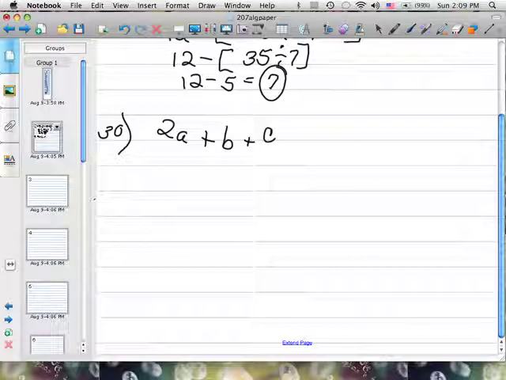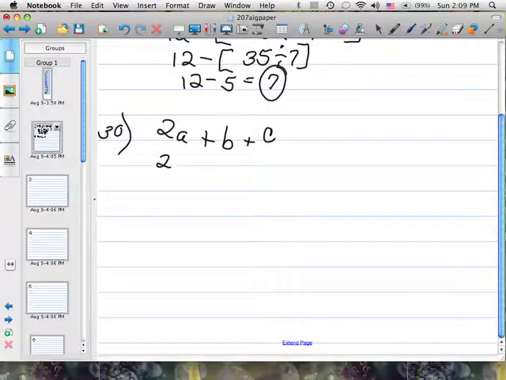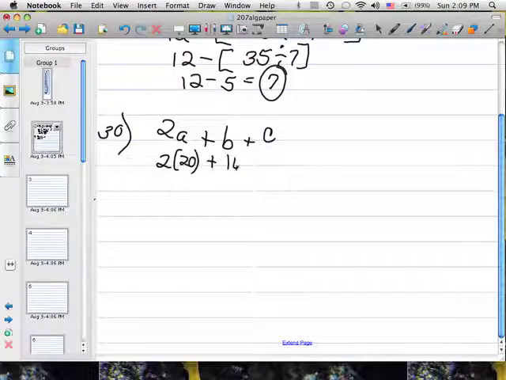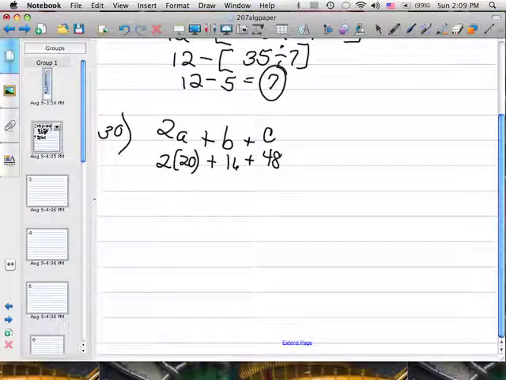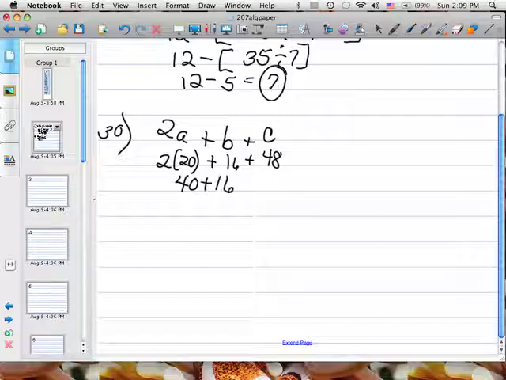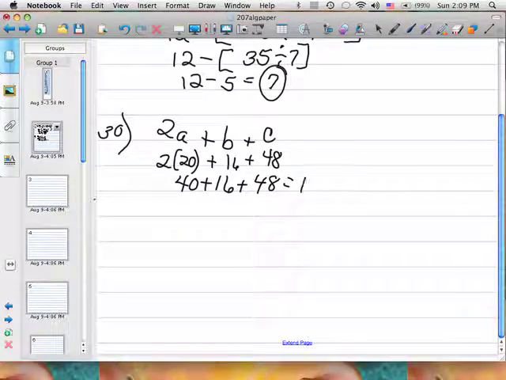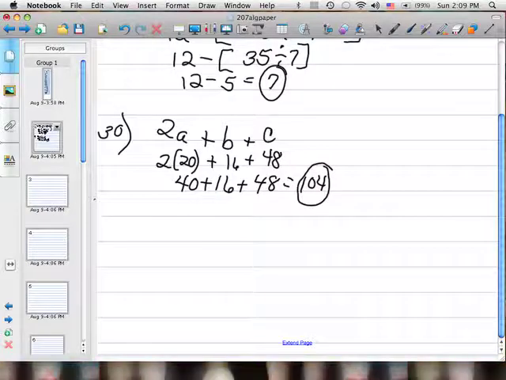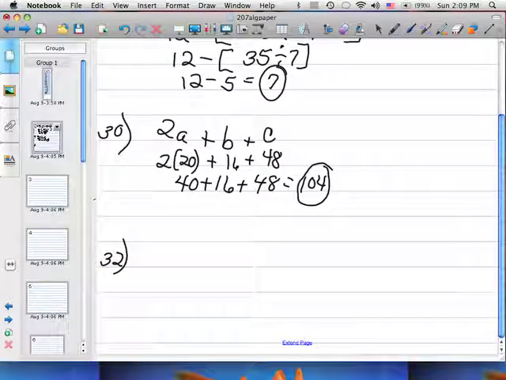Problem number 28. We have 2 times t, and t is 6, minus 7 times z, and z is 5, divided by, in parentheses, y plus x. Y is 4, and x is 3. We could do the 2 times 6. That's not a problem. That isn't interfering with anything.